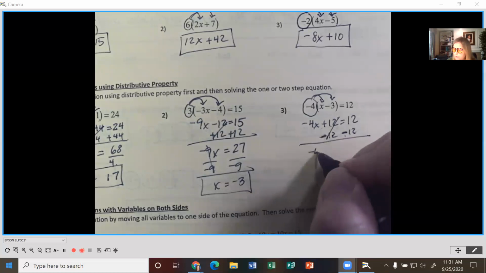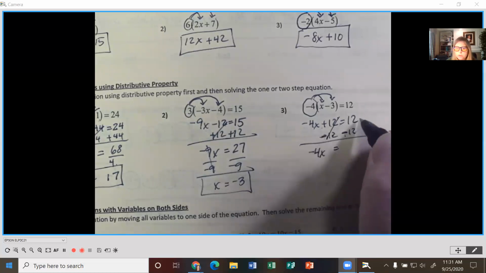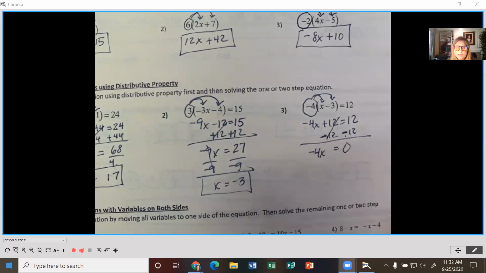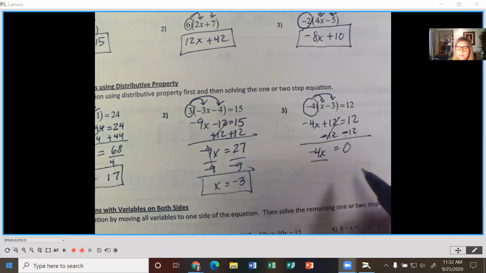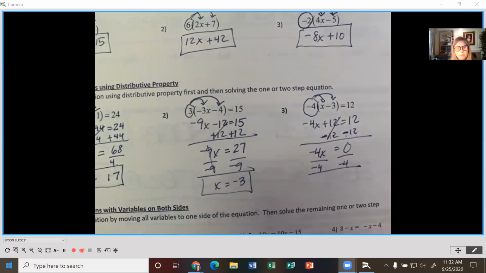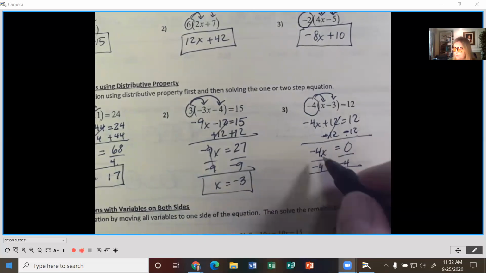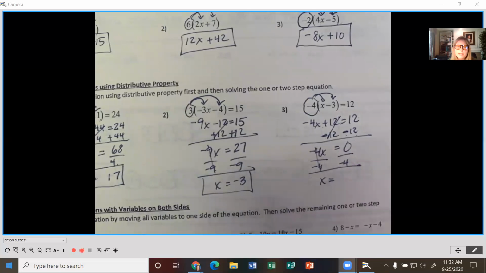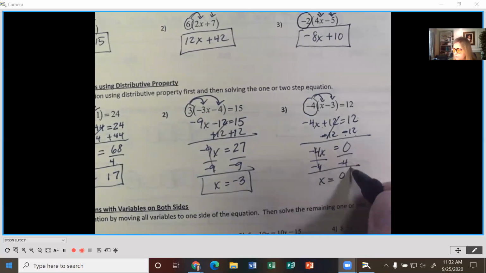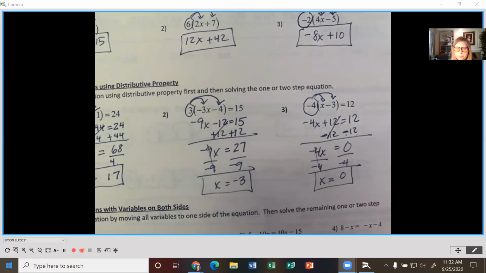So bring down your negative 4x, bring down your equals. 12 minus 12 is 0. That's correct. Okay, 12 minus 12 is 0. We can have zeros in math. That's going to happen a lot of the time. So then x is being multiplied by negative 4. We divide by negative 4. A negative divided by a negative is a positive. Negative 4 divided by negative 4 is positive 1. So we have positive 1x equals 0 divided by negative 4 is 0.